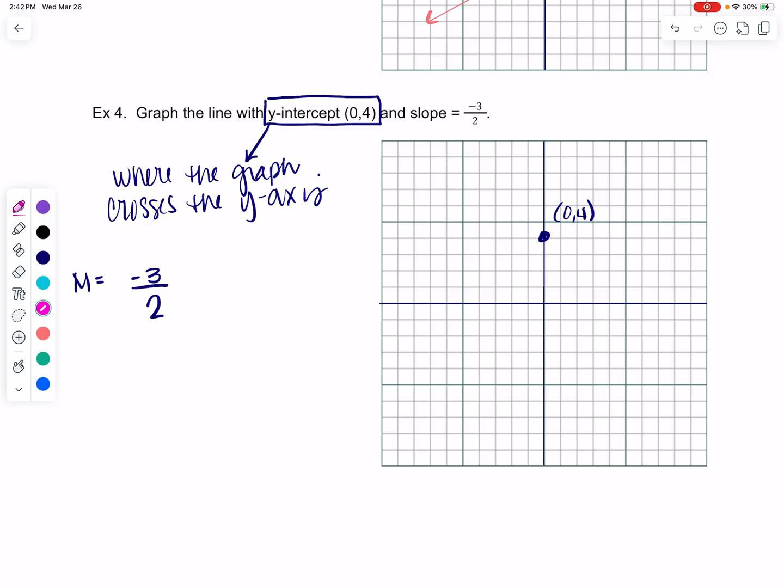When we talked about slope before, we said that meant my rise was -3, so I'm going to go down 3 and to the right 2, because we always run to the right. So I'm going to go down 3, 1, 2, 3, and I'm going to run 1, 2, and put my other dot. Then I connect them. Close enough. And there's the equation of the line.